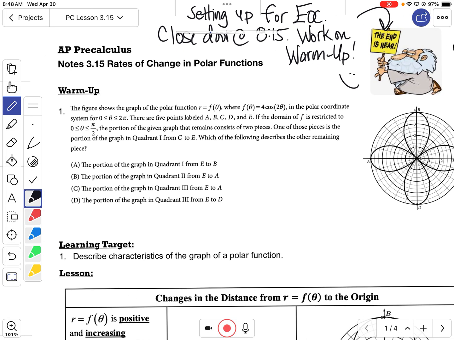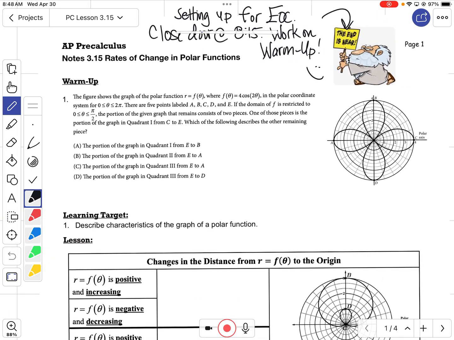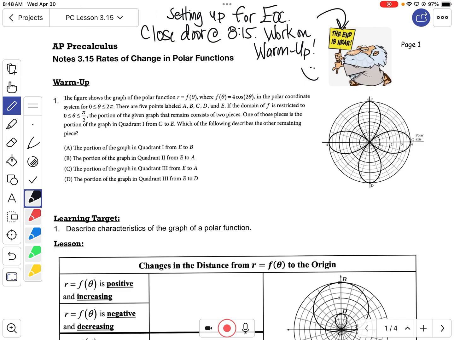Okay, so this is kind of what we talked about yesterday. It says the figure shows the graph of the polar function for cosine of 2 theta in the polar coordinate system between 0 and 2 pi. And then it says it has points A, B, C, and D.